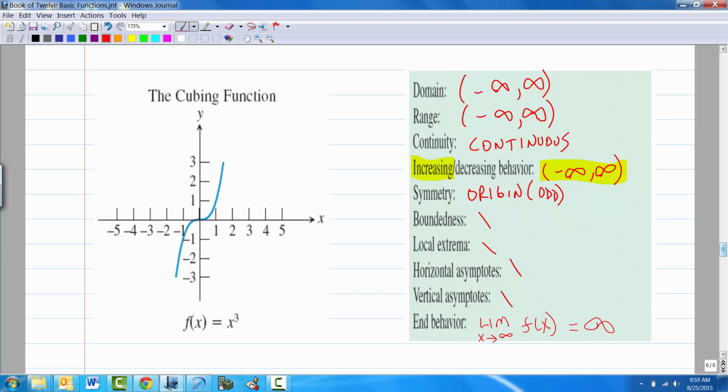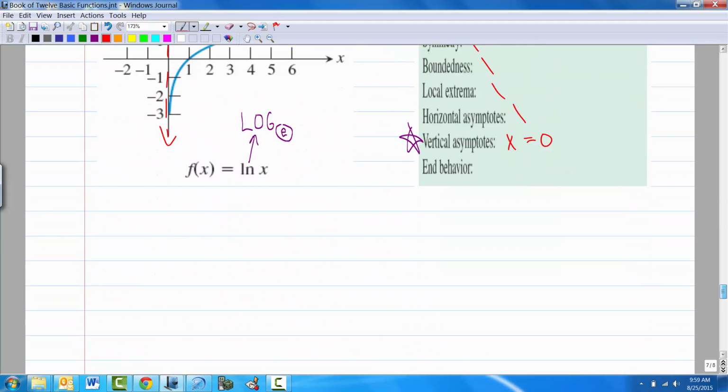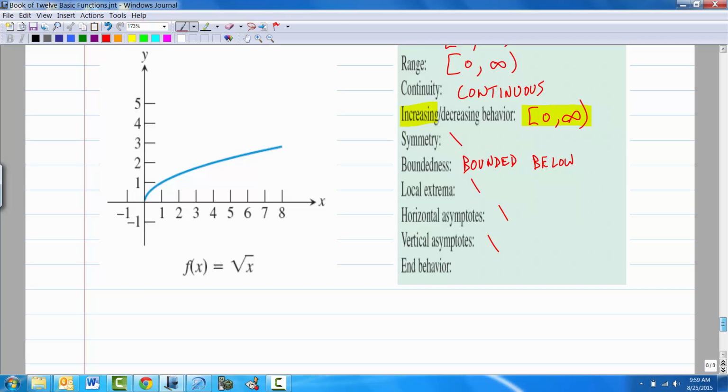What's the next one because of time? Square root function. Let's see. Square root, ln.